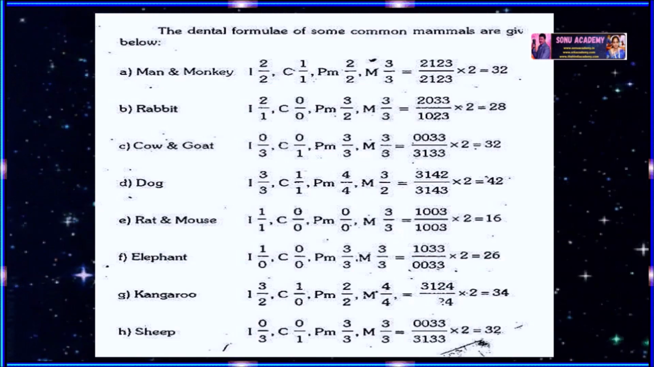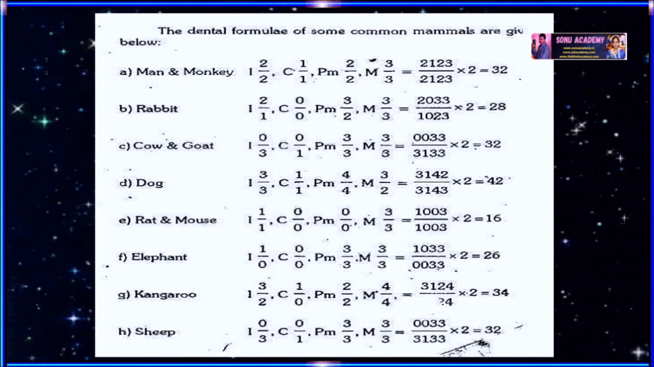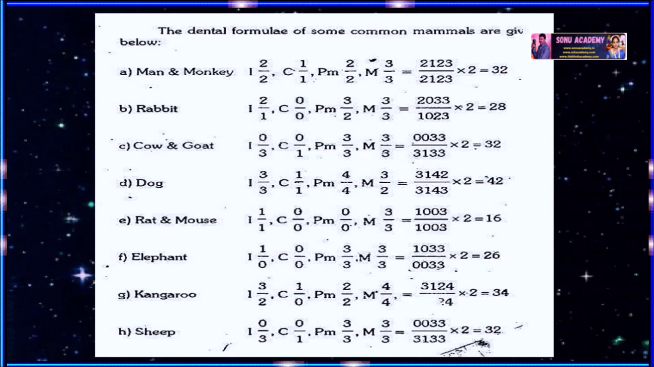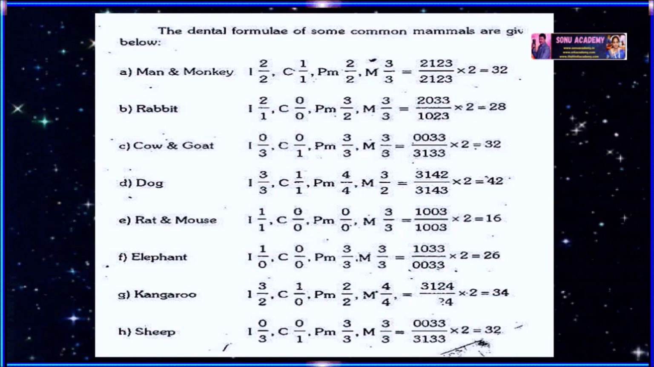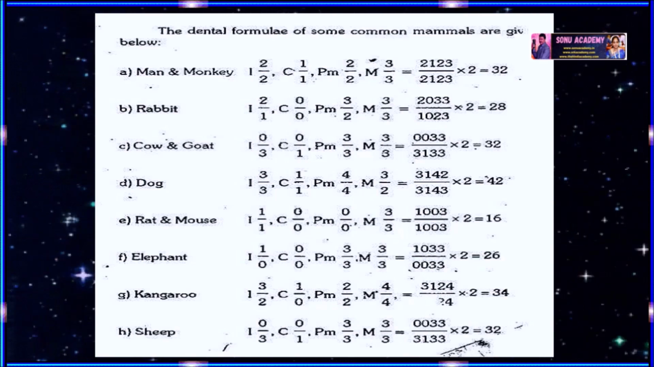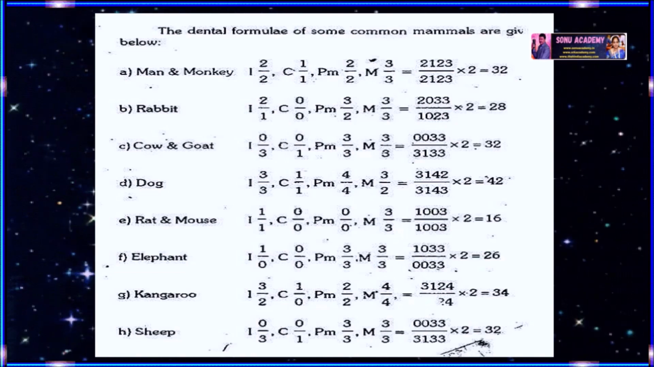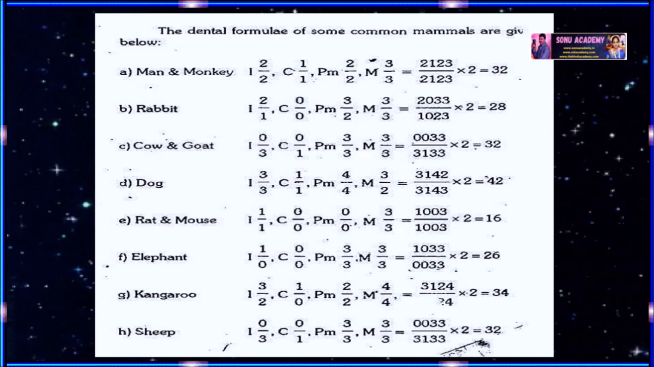Now let us discuss the dental formula in sheep. Incisors are 0 by 3, canines 0 by 1, premolars 3 by 3 and molars 3 by 3, which is represented as 0033 by 3133 into 2, meaning 2 sets. The total number of teeth is 32.